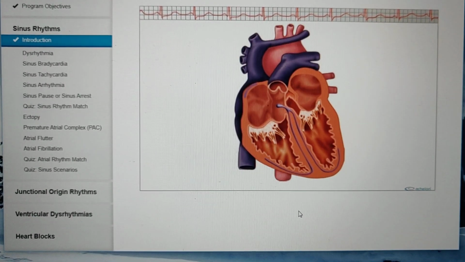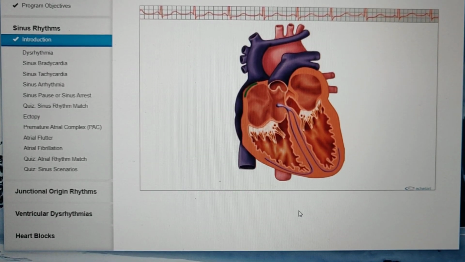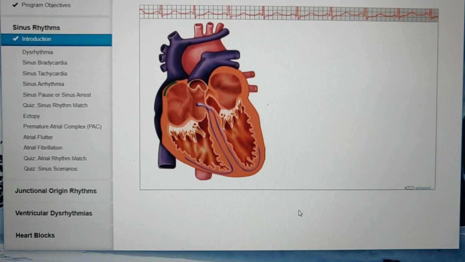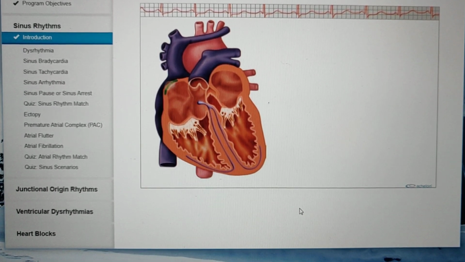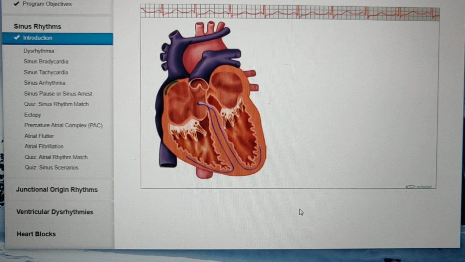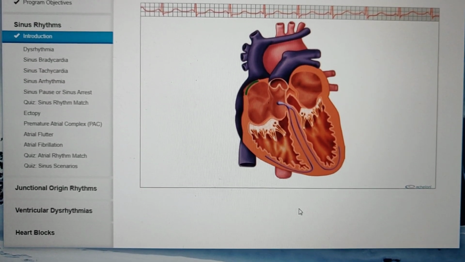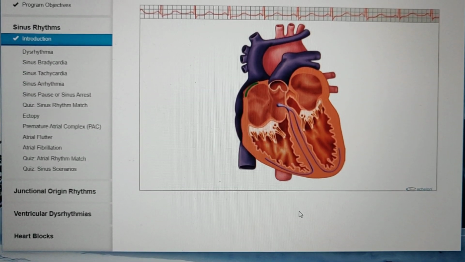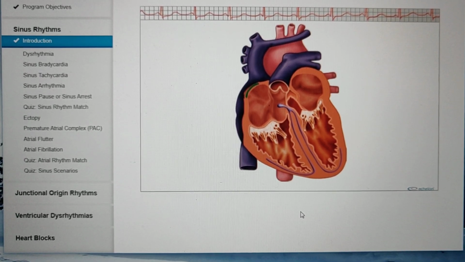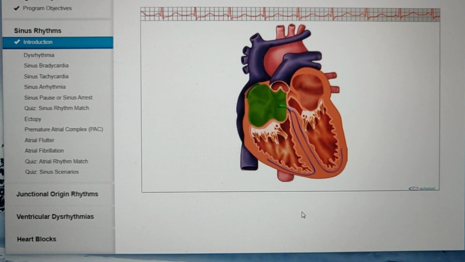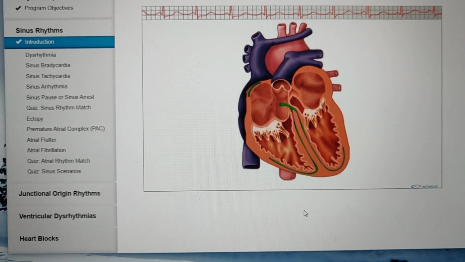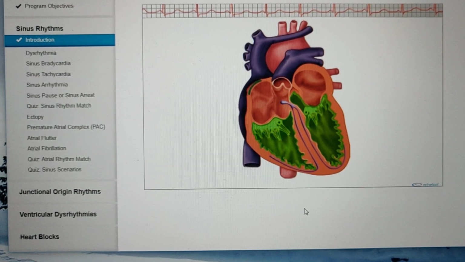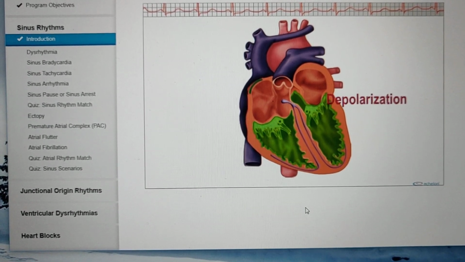We'll begin with rhythms that originate in the SA node, which serves as the heart's normal pacemaker. Of course, pacemaker cells in other areas of the heart can also depolarize, but it is the SA node cells that usually dominate the heart's electrical activity. Sinus rhythms originate with the SA node and follow the normal path of conduction to the ventricles: from the sinus node to the atria and AV node, through the bundle of His, along the bundle branches, and finally through the Purkinje fibers, where depolarization takes place.